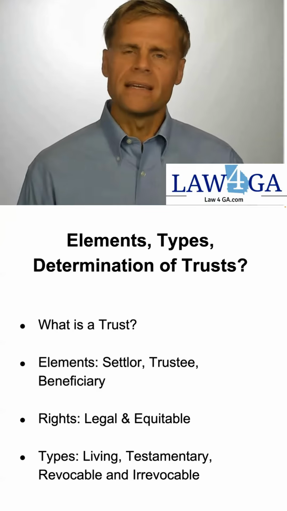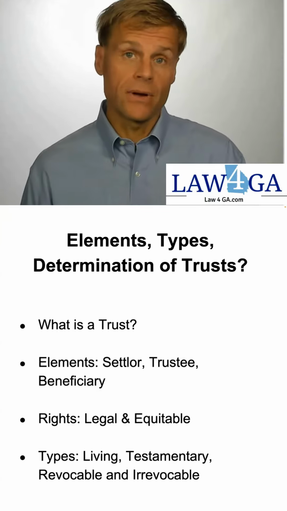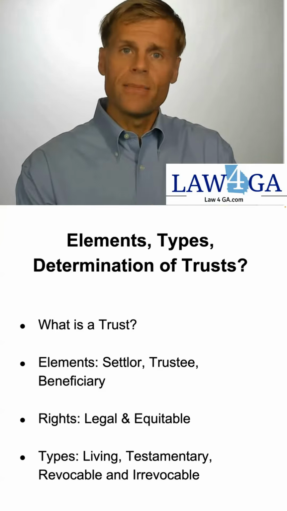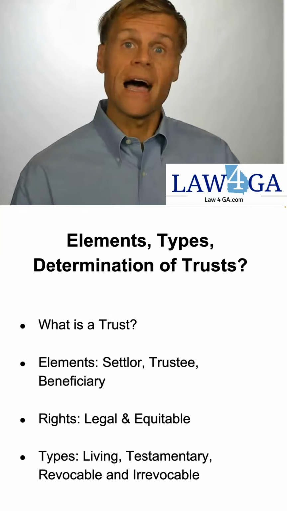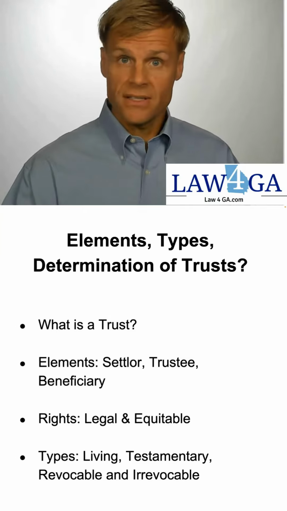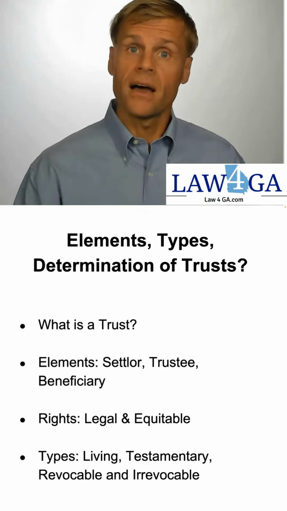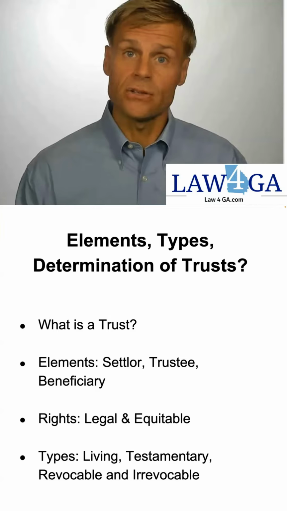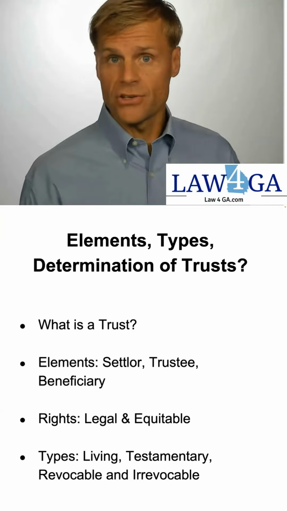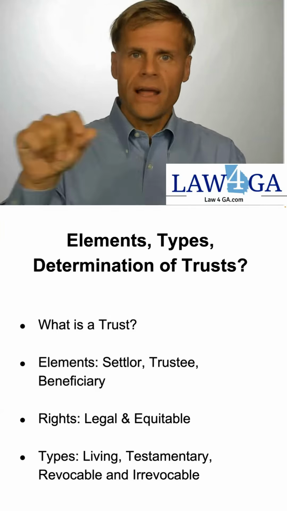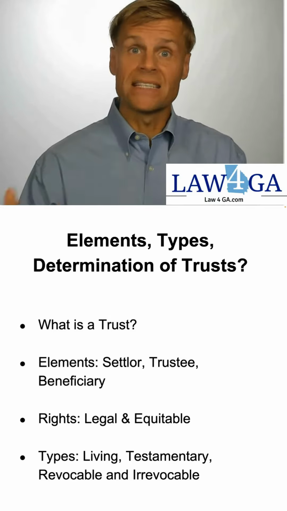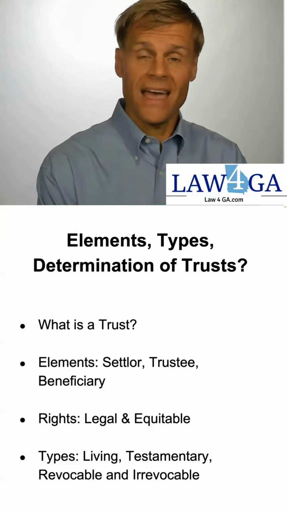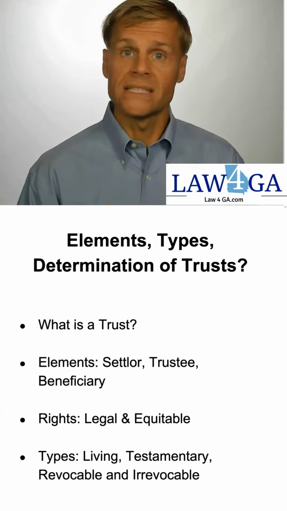The first category is living versus testamentary, and that's when the trust is founded. If a trust is founded by a settlor while the settlor is alive, that is a living trust. The settlor is still, again, alive at the time of the creation of the trust and at the time of transfer of assets into the trust. A testamentary trust, on the other hand, is only created and funded, that is, the assets pass into the trust, at the time of the individual's passing. So the assets transfer at that point in time.